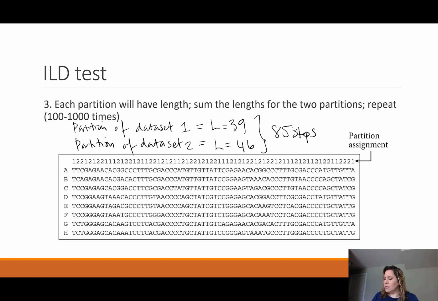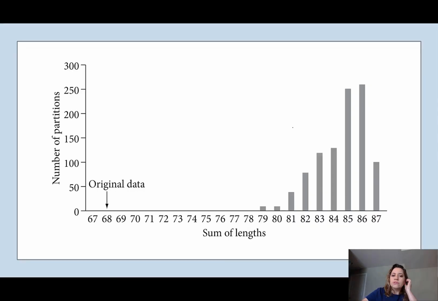So what the ILD test does is it repeats this between 100 and 1,000 times. It combines characters from partitions 1 and 2 randomly, and then it looks at the trees when you've combined these data sets. So what's going to happen is you get a figure that looks very much like this. This is what the program spits out, and you can look at it a little more closely. On the y-axis, we've got the number of partitions.